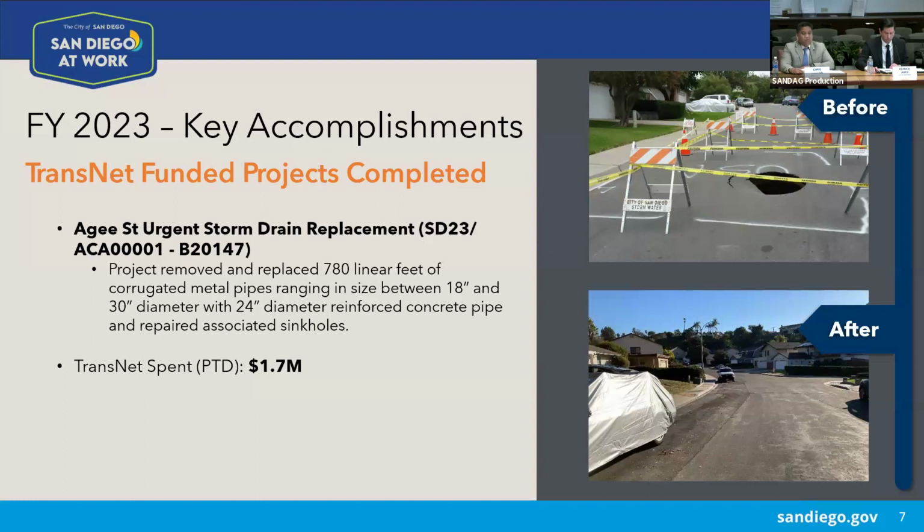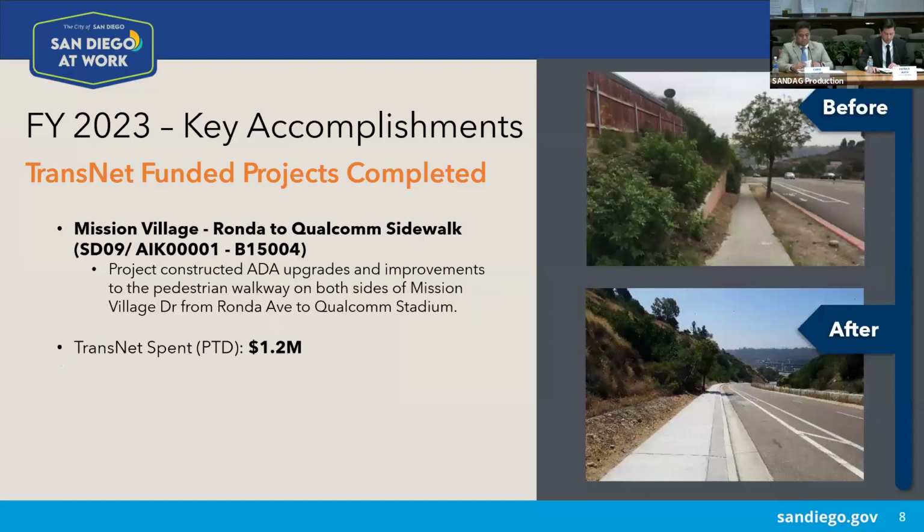And looking at another project here, the AG Street Storm Drain Replacement Project, Project SD 23. This project removed nearly 780 feet of corrugated metal pipes ranging in 18 and 30-inch diameter pipes, replacing it with 24-inch reinforced concrete pipe, repaired the associated sinkholes and roadways. This project spent $1.7 million of TransNet funding.